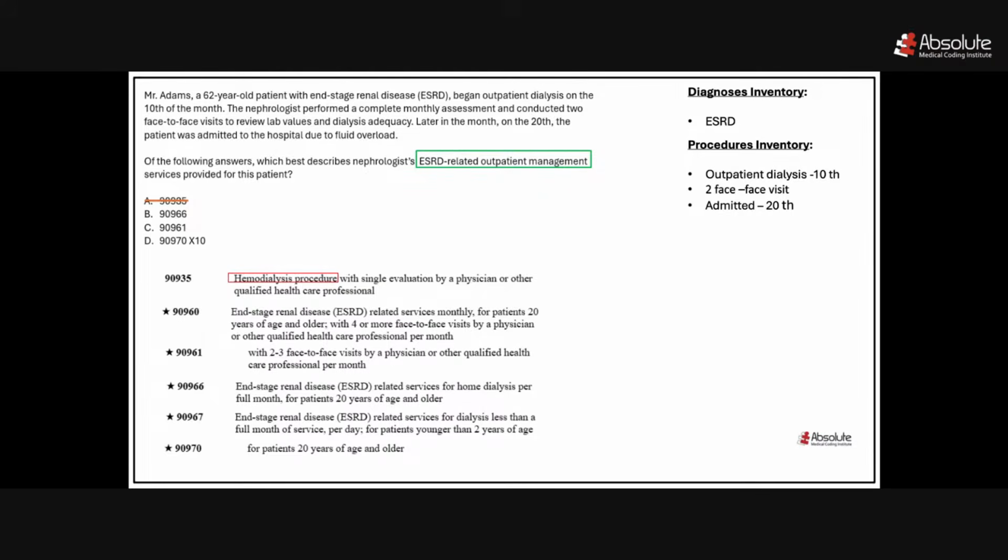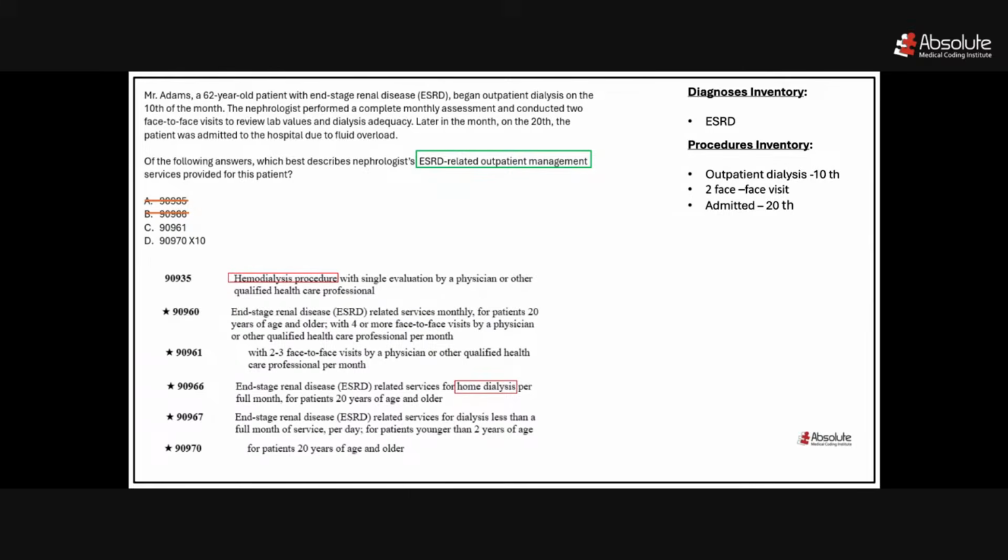Okay, I can see the answers from you in the chat. Good. Keep it going. And now let's look into the next code. Option 90966, which is option B, is incorrect, because that is coding for end stage renal disease related service for home dialysis patient. And again, this is not a home dialysis service. This was an outpatient dialysis service. So option B is also wrong. Now we are left with option C and option D.